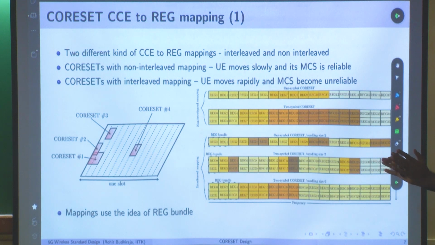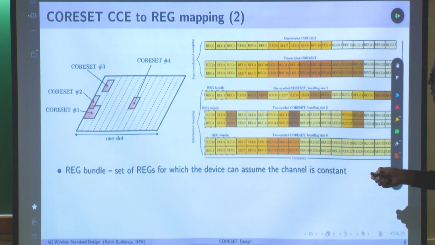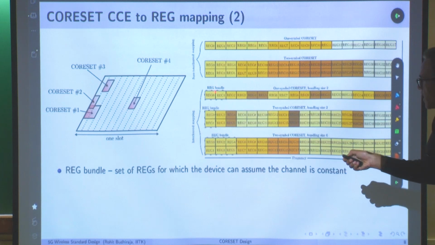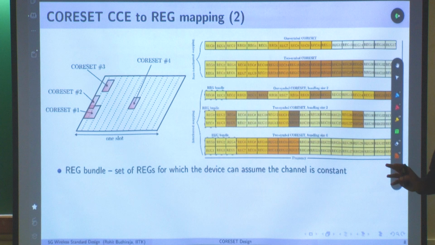What does that mean? And REG bundle means what? The set of REGs for which the device can assume the channel is constant. In this case the REG bundle consists of two REGs. Look at this, I have defined this REG bundle as a set of two REGs. That's how the standard defines it. And why? Because then the UE knows that at least over these REGs the channel is constant, it is not changing too much. It can use that in its decoding.